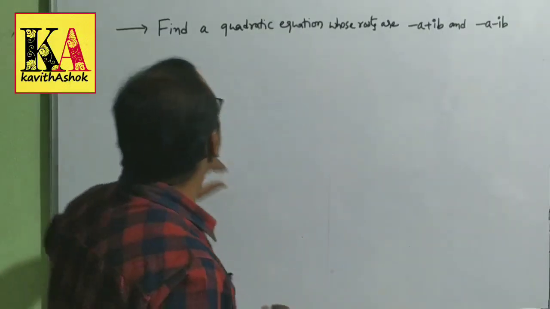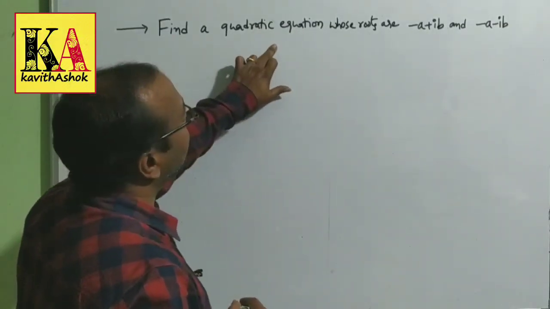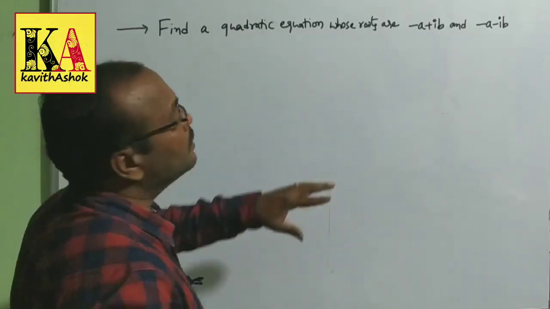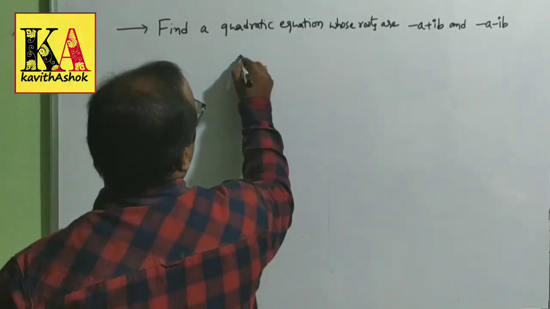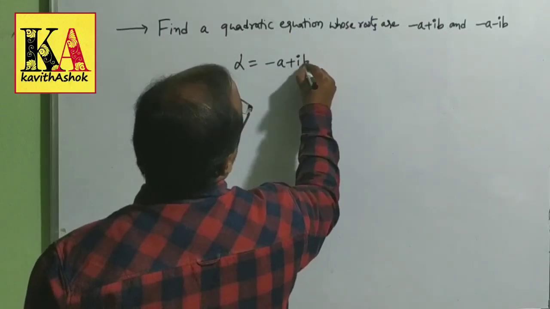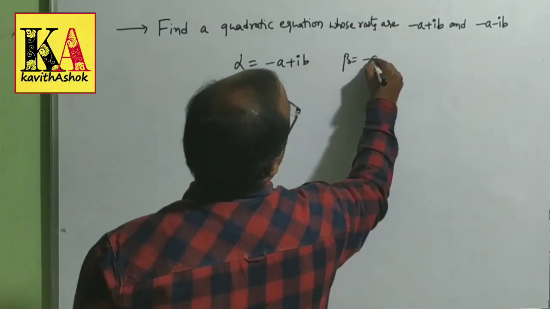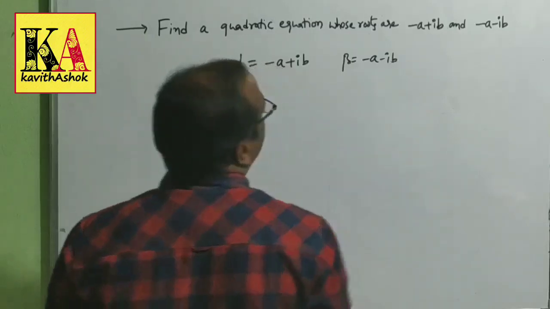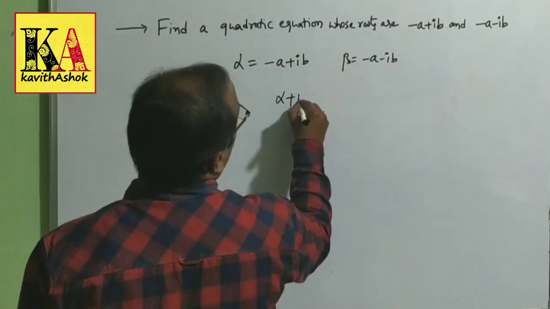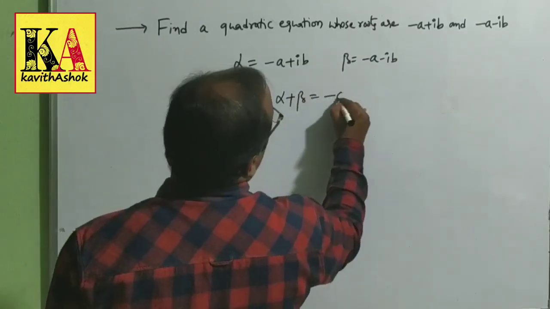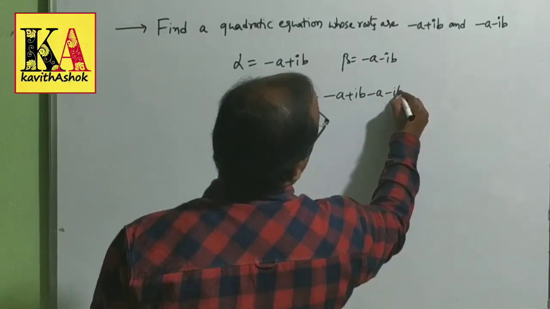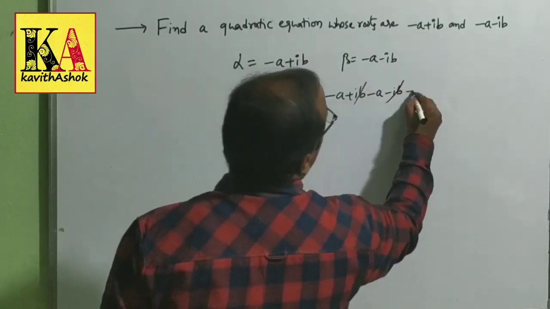Now, second question. Find a quadratic equation whose roots are minus a plus ib and minus a minus ib. So 2 roots are given. We can take one root as alpha, minus a plus ib, and beta will be minus a minus ib. Whenever 2 roots are given, first we can calculate alpha plus beta value is equal to minus a plus ib minus a minus ib. The ib and minus ib get cancelled, it will be minus 2a.